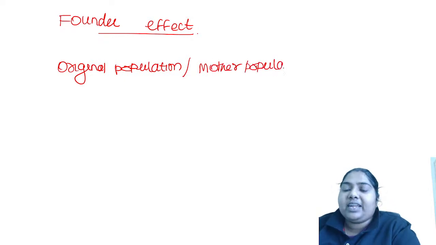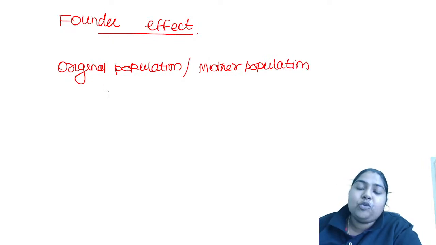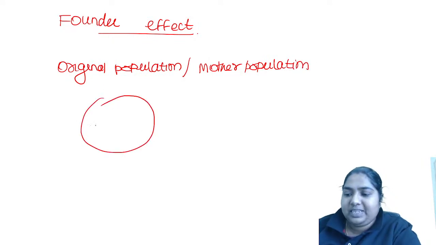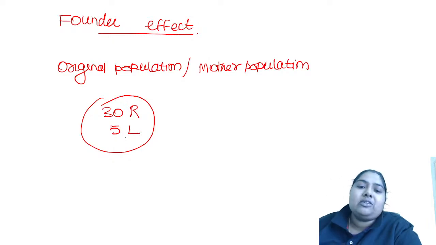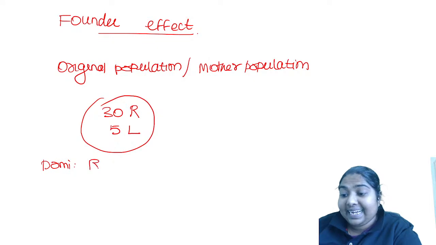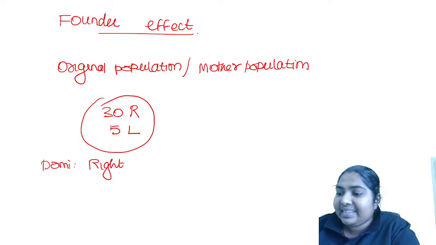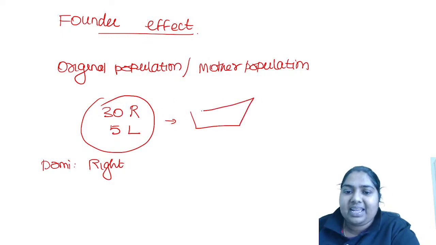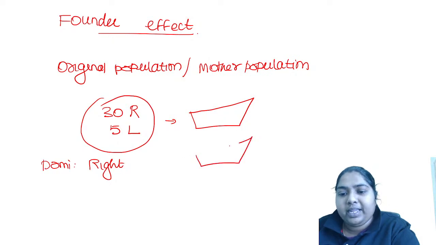So now what will happen? Imagine that there are 30 right-handed persons and 5 left-handed persons. Relatively, who is dominant now? The right hand. Usually right-handed persons are dominant. Now what happens? They are going in a boat. All the students were going in boats.